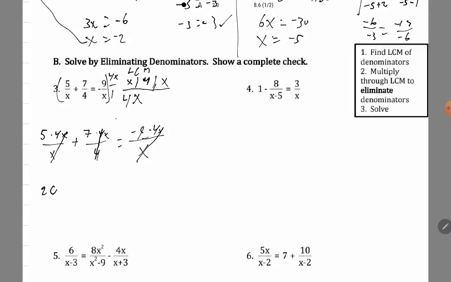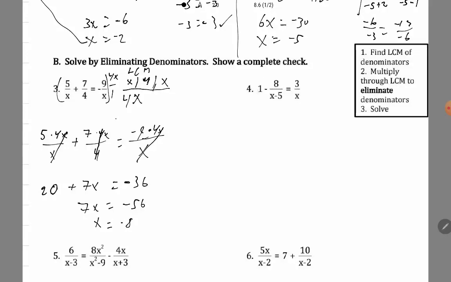So I'm left with 5 times 4, which is 20, plus 7x equals negative 9 times 4x over x, so negative 9 times 4, that's a negative 36. Subtract 20 over, and I'll get negative 56, so x equals negative 8. If you plug this back into the equation, it'll work.